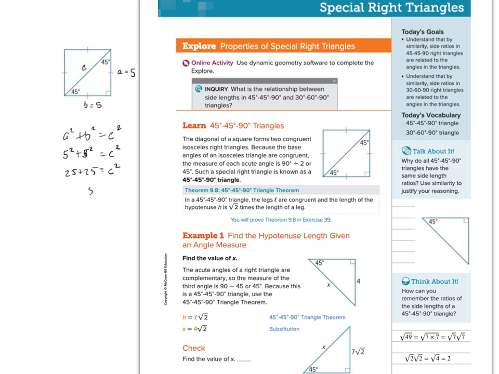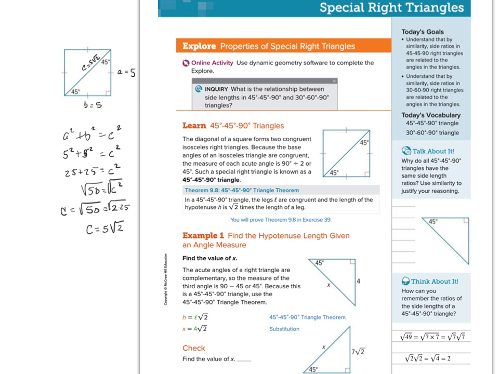So 50 is equal to C squared. So C is equal to the square root of 50, taking the square root of both sides. The square root of C squared is C, which is equal to the square root of 2 times 25, and when I simplify that, that would be 5 square root of 2. So in this case, C is equal to 5 square root of 2.